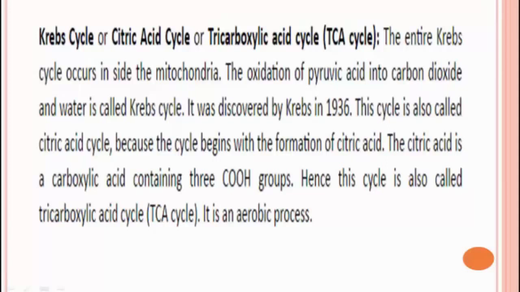In 1936, this was discovered, and the citric acid cycle begins with the formation of citric acid, and citric acid is a carboxylic acid containing three carboxyl groups. Hence, the reason it's also called the tricarboxylic acid cycle. It is an aerobic process because it is composed of three elements: carbon, oxygen, and hydrogen.